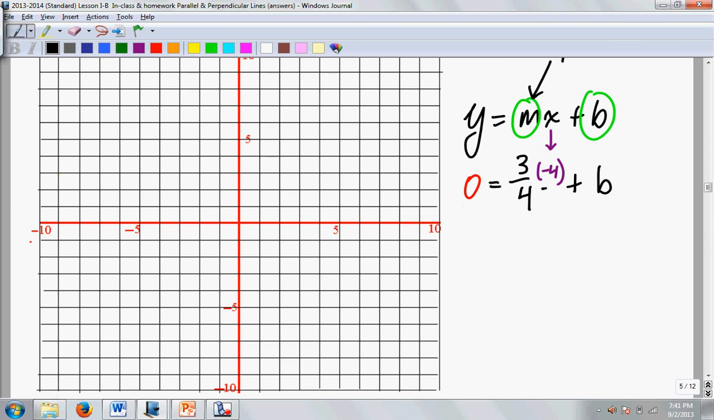Okay, technically this is negative 4 over 1. That's really important, that you don't put that 4 in the denominator. So we're going to solve for b here. So our b is going to be, the 4's cancel. So I have 0 equals negative 3. That negative does not cancel, plus b. Now I solve. Plus 3, so our y-intercept of our new line is 3.